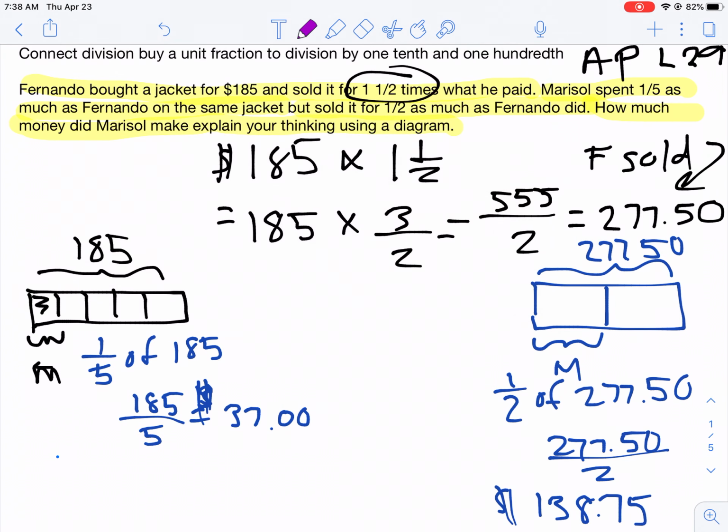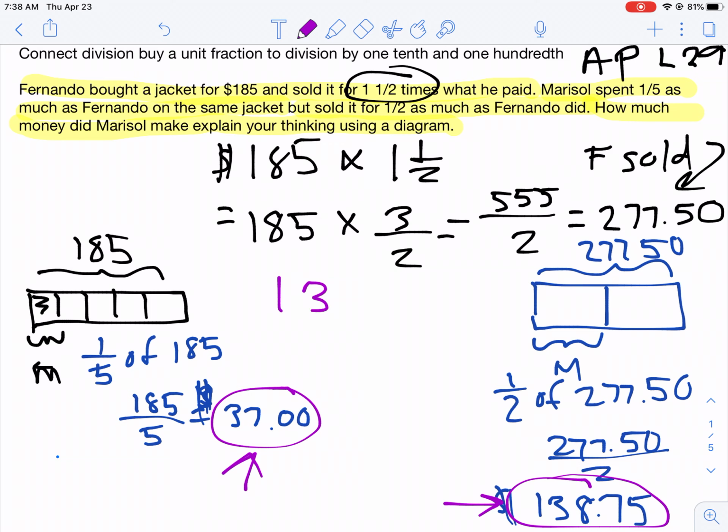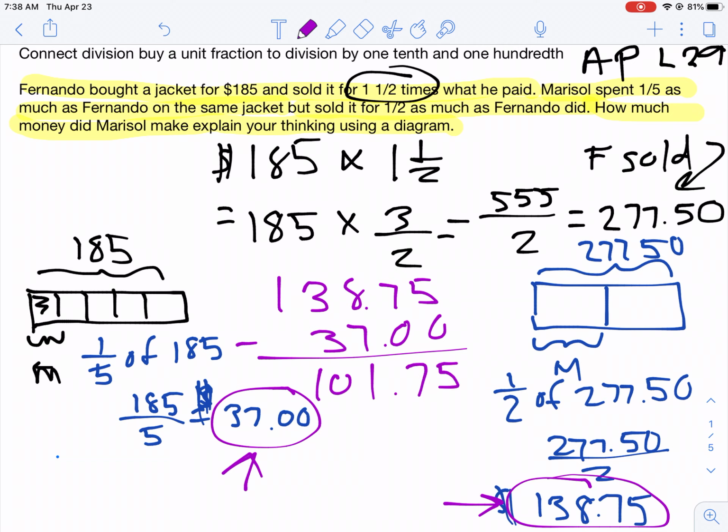So to find out what she made, here's our two totals. Okay, this is how much she bought the jacket for, and this is how much she sold it for. So you're going to take $138.75 and subtract $37. And when you do, you get $101.75. Make sure you write a statement.